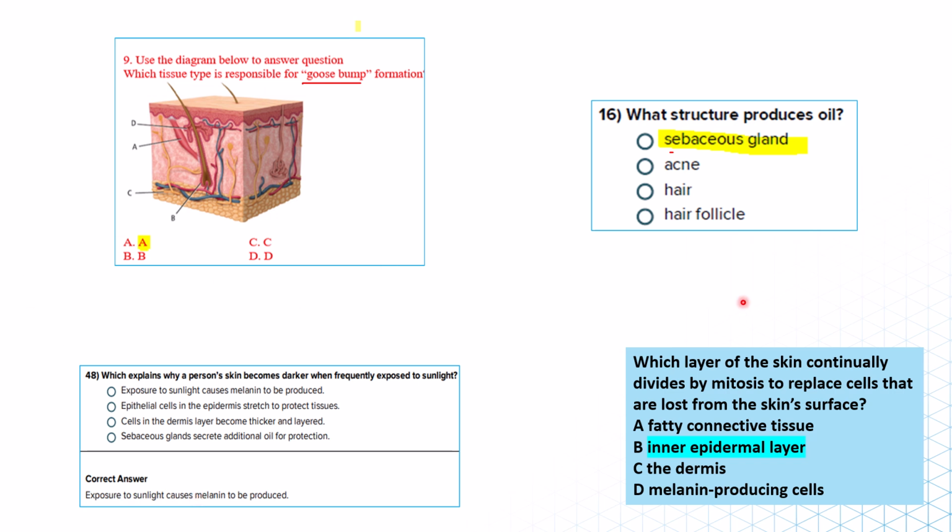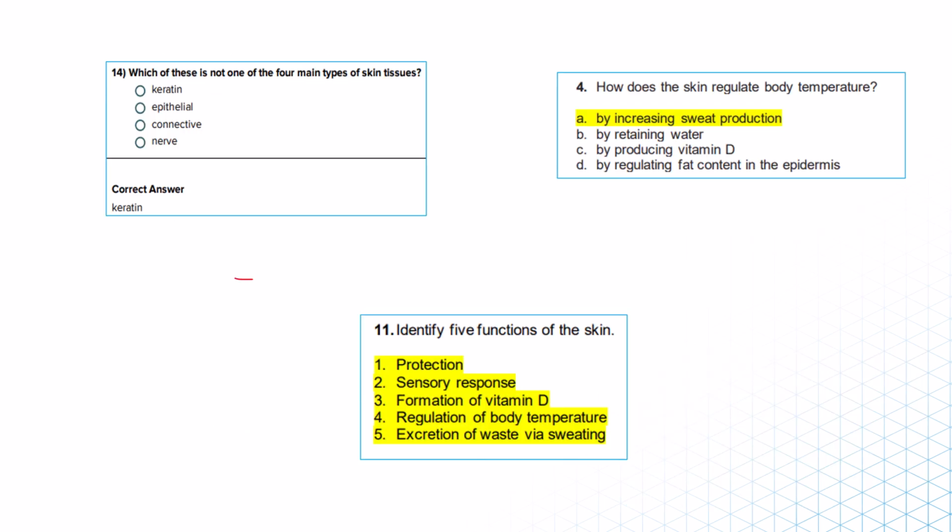So what structure produces oil, which we all know is the sebaceous gland, and which layer of the skin continuously divides by mitosis to replace cells that are lost from the skin surface. The inner epidermal layer is the one which continuously multiplies by mitosis, producing more cells so that it can replace the outer epidermal cells, which are probably always dead cells.